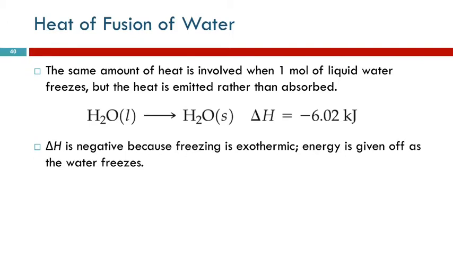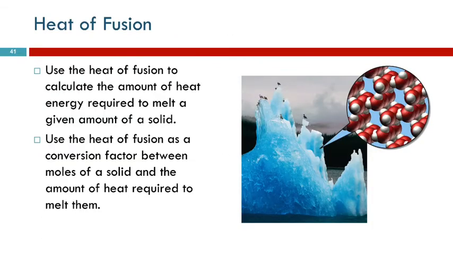Same amount of heat is involved when you freeze something. Going from a liquid to a solid, you have to extract, remove 6.02 kilojoules for every mole of water. Freezing is exothermic. So we can use the heat of fusion to figure out how much heat is needed to melt something, or we can figure out how much heat is released when something freezes. The heat of fusion works as a good conversion factor.